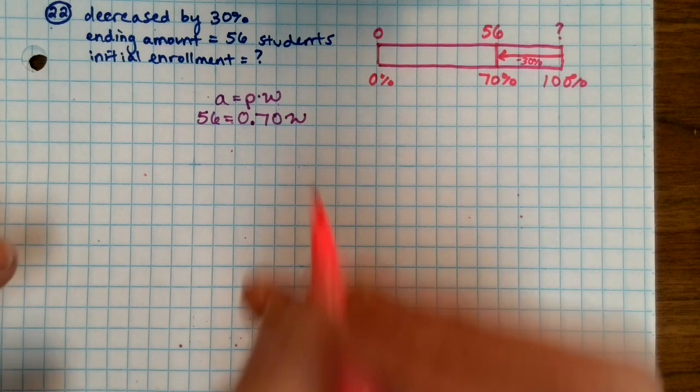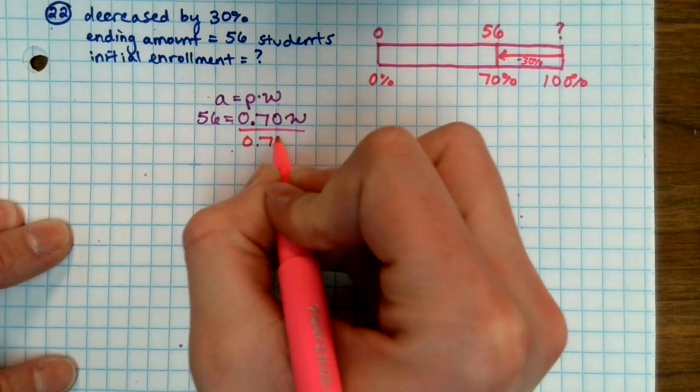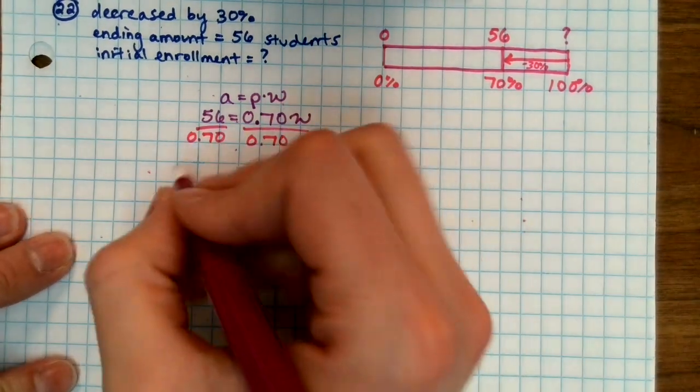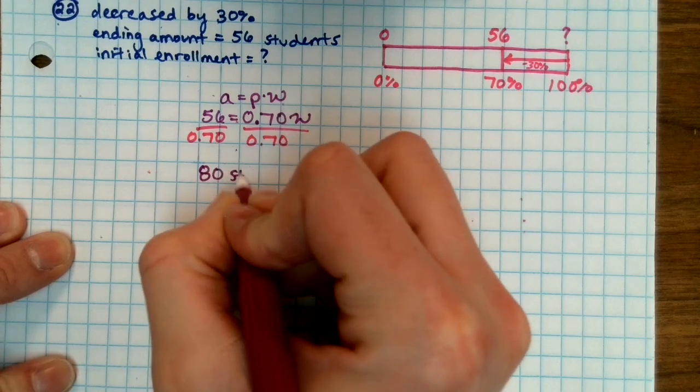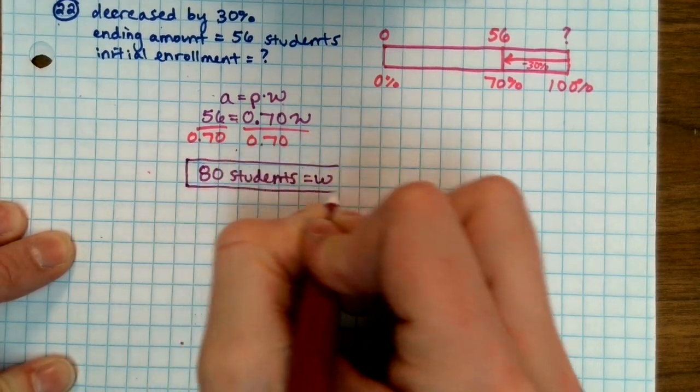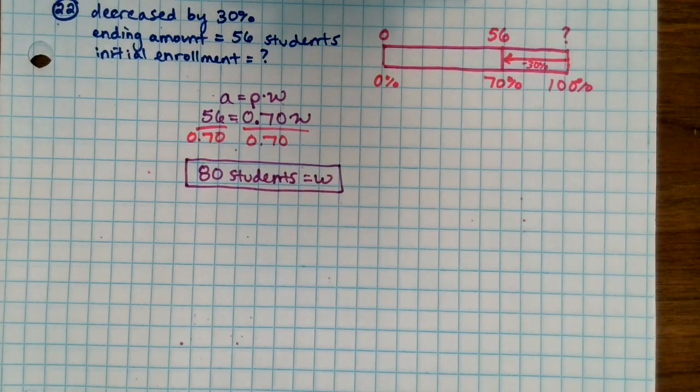So just like all the other ones, we're going to divide by 0.70. And then we find out that the initial enrollment, there were 80 students. And that's an example of a percent change problem.